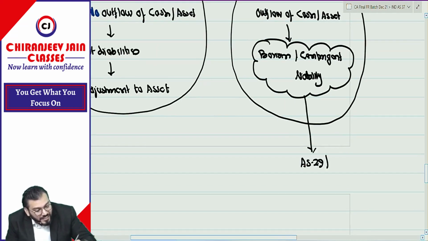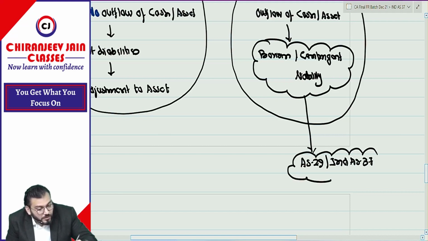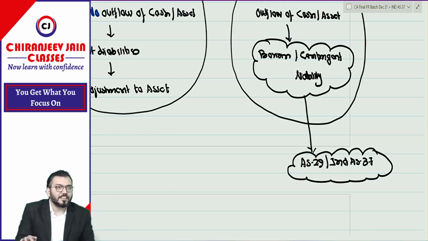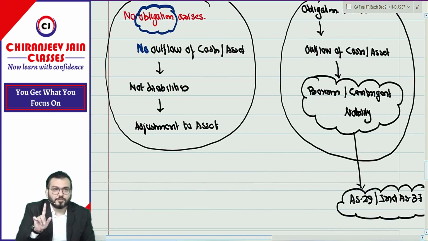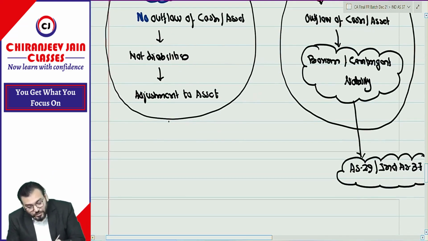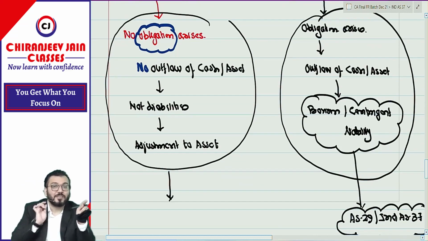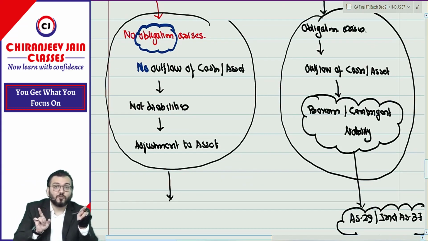Or can I say Ind AS 37? Now Ind AS 37 is coming soon in your life. AS 29 is past tense, Ind AS 37 is future tense. We will study Ind AS 37. Understood? But can I say this is not covered? The first part is not covered under AS 29. Means provision for doubtful debt is not covered under AS 29. Therefore, provision for doubtful debt is not a liability.